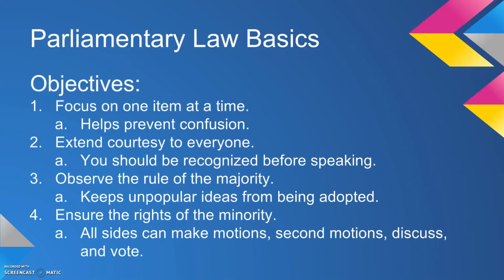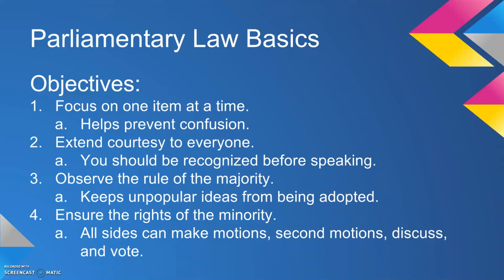There's four main objectives of parliamentary procedure. The first one is to focus on one item at a time, and really that helps prevent confusion, especially if you're looking at a group of, we'll just use our FFA chapter for example, we have 60 members. So if we were trying to talk about 4 different things at once, it would be a complete mess.